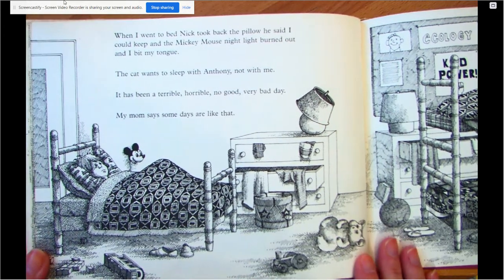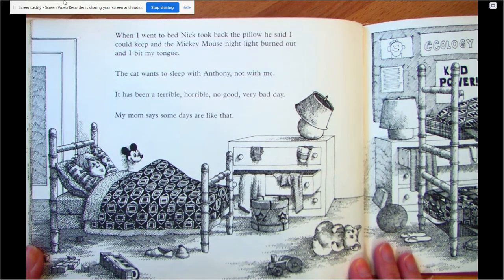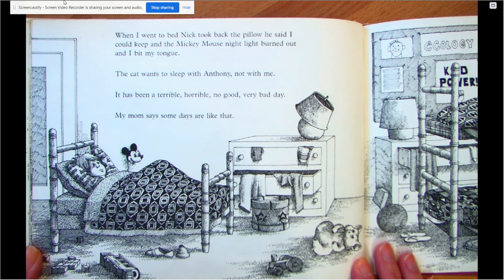When I went to bed, Nick took back the pillow he said I could keep, and the Mickey Mouse nightlight burned out, and I bit my tongue. The cat wants to sleep with Anthony, not with me. It has been a terrible, horrible, no good, very bad day. My mom says some days are like that.